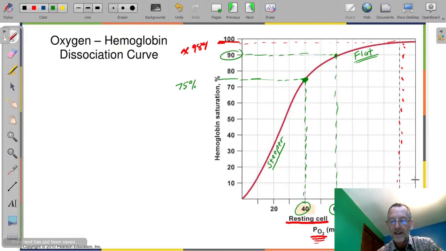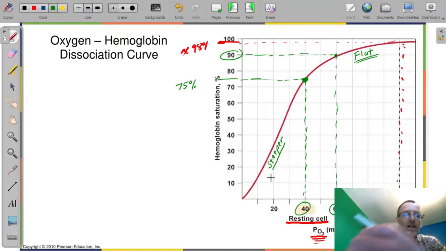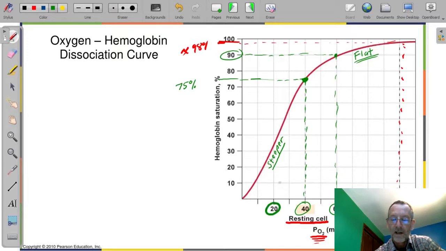Okay, that's at rest. Now look what happens when you get further into the steeper part of the curve. Let's say that the cells are now exercising vigorously, and we're now down to 20. Well, at this point in the curve, I sort of drew over it, but it's about here. At this point, we're probably maybe a little bit less than 35%.